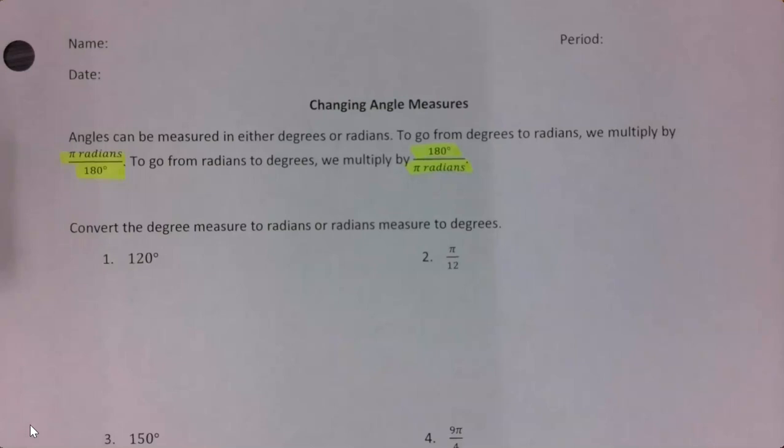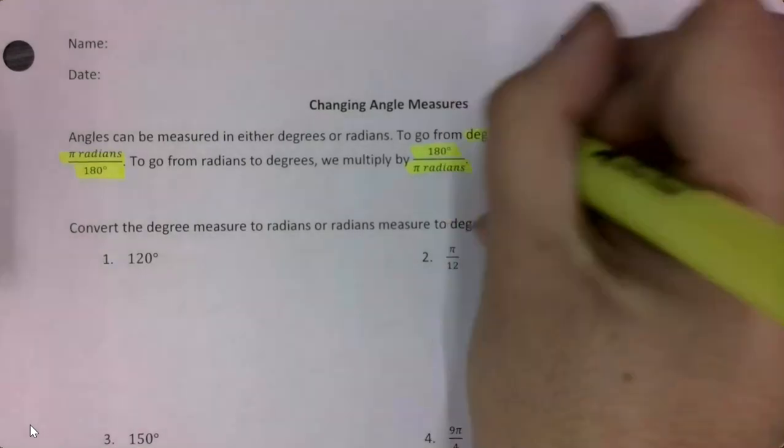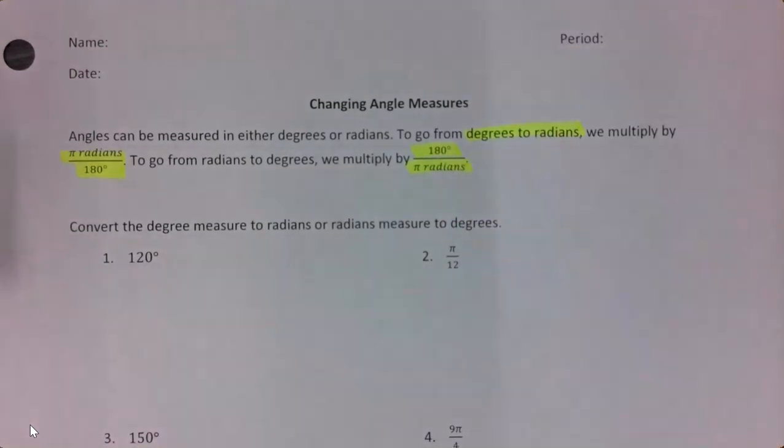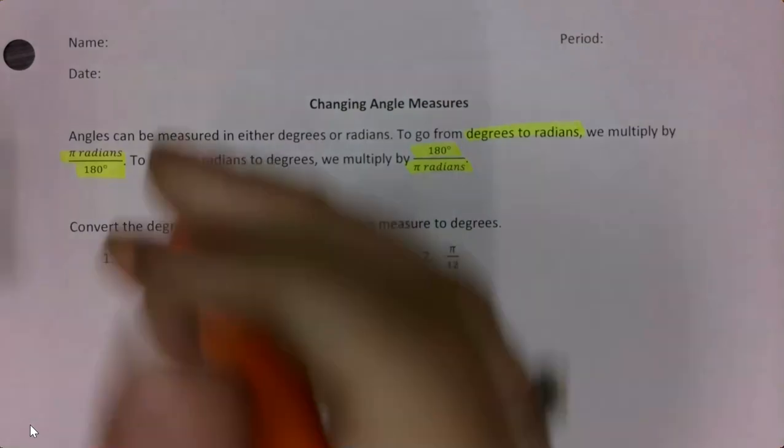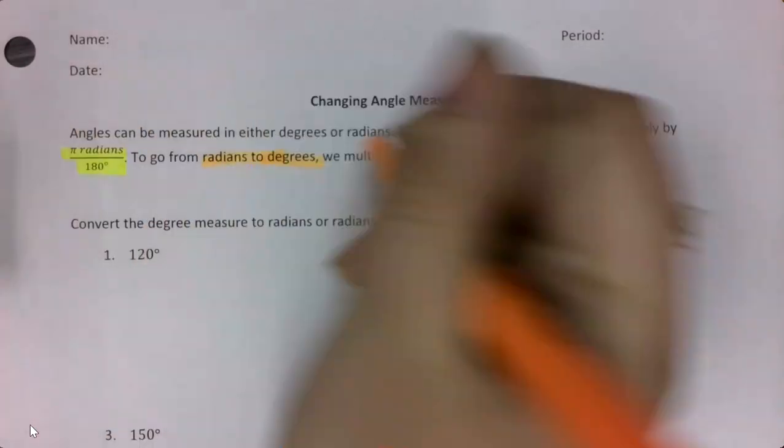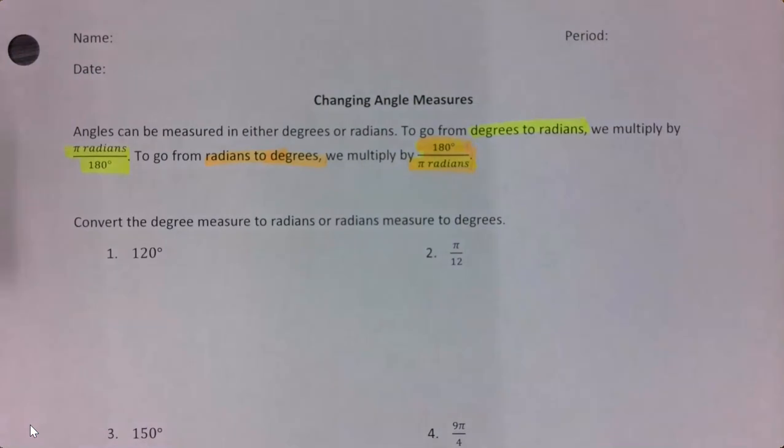So depending on where I'm starting off with, if I'm going from degrees to radians, I want to use the first formula I highlighted. If I'm going from radians to degrees, I want to use this second one.